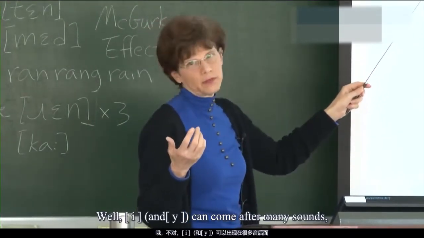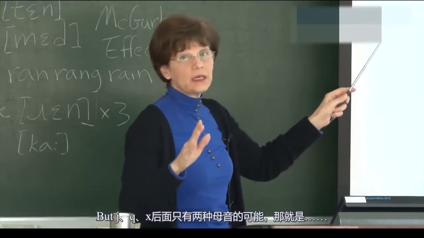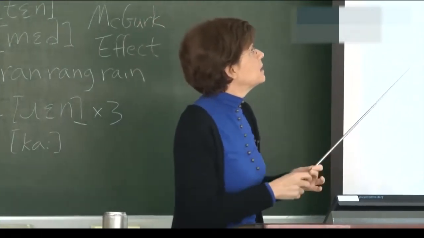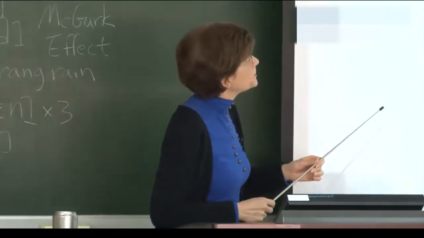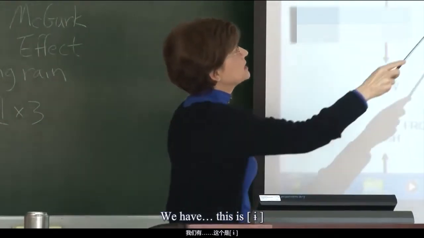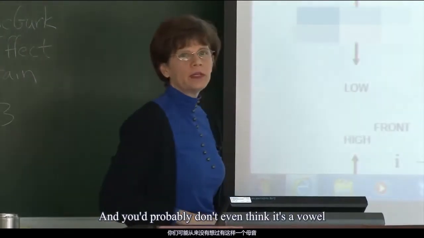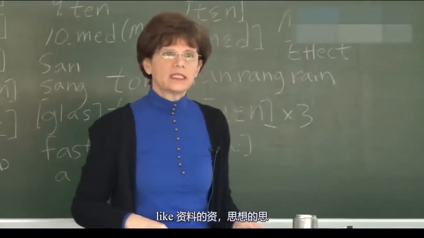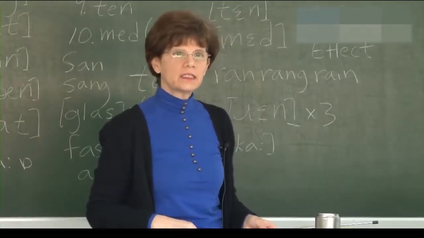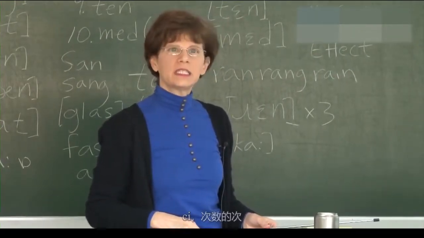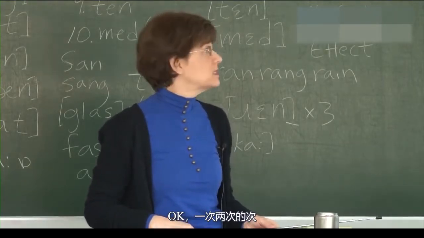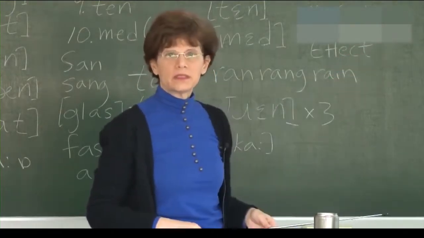Well, E can come after many sounds. But 机器西后面只有2种母音的可能呢，就是可能的母音就是 E 跟 U. All right, what else do we have here? This is one you probably don't even think is a vowel. Like 资料的资, 思想的思, 次数的次, okay, 一次两次的次. That's the vowel we use.